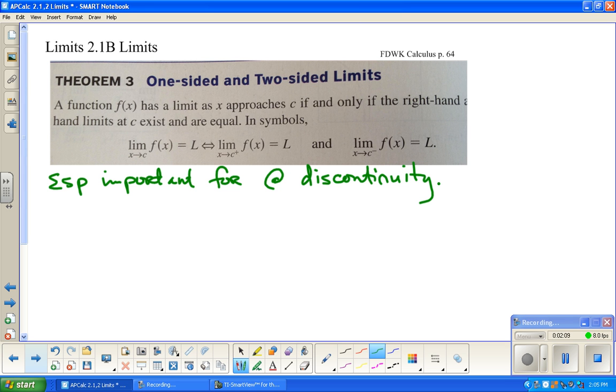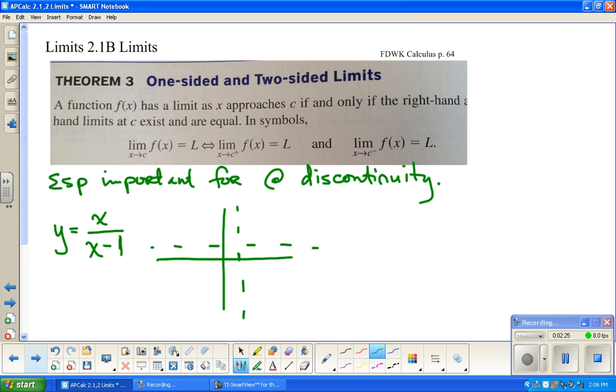What we're looking at is maybe something like y equals x over x minus 1. Here's a little sketch. It has a horizontal asymptote at 1. You can see that by looking at the x divided by x. If you recall, it has a vertical asymptote at x equals 1 also. So there are two asymptotes, and this has a piece down here and a piece here.